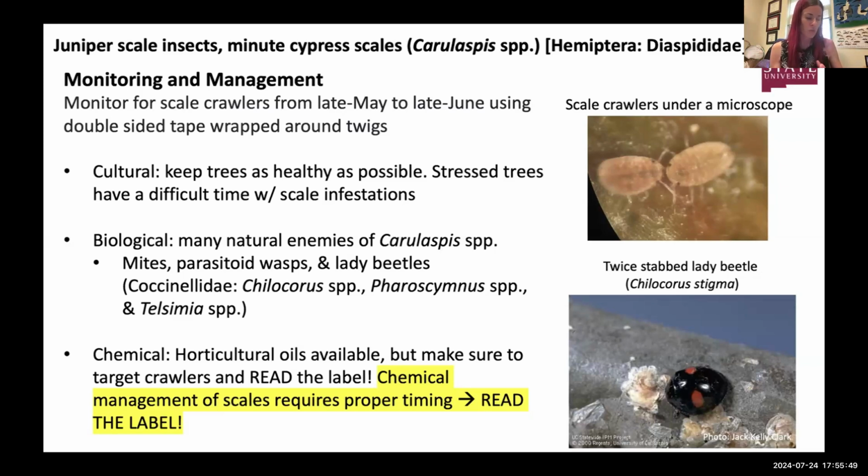And as I mentioned with chemicals, there are insecticides available and also horticultural oils, but you have to make sure that you target the crawlers. And timing is so important with these because the insecticides are not going to work on the adults that are already settled and protected by their coverings.